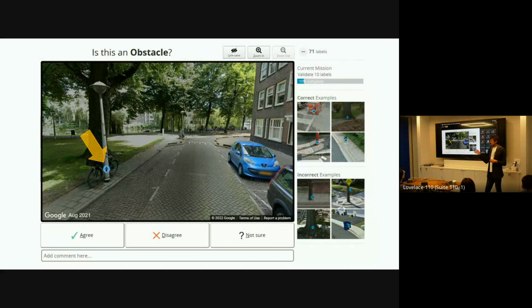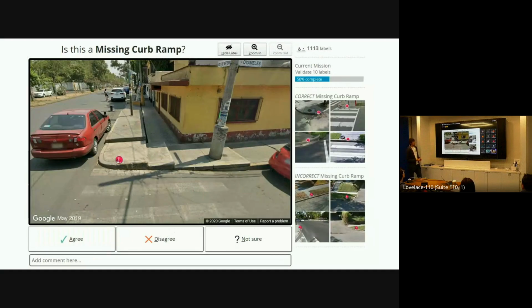So yes, so what do you think? Is this an obstacle? Yes. This one's pretty easy. This is from our deployment in Amsterdam. And yes, there's a pole and a bike. So it's a double whammy. Sweet, Mark, agree. How about here?